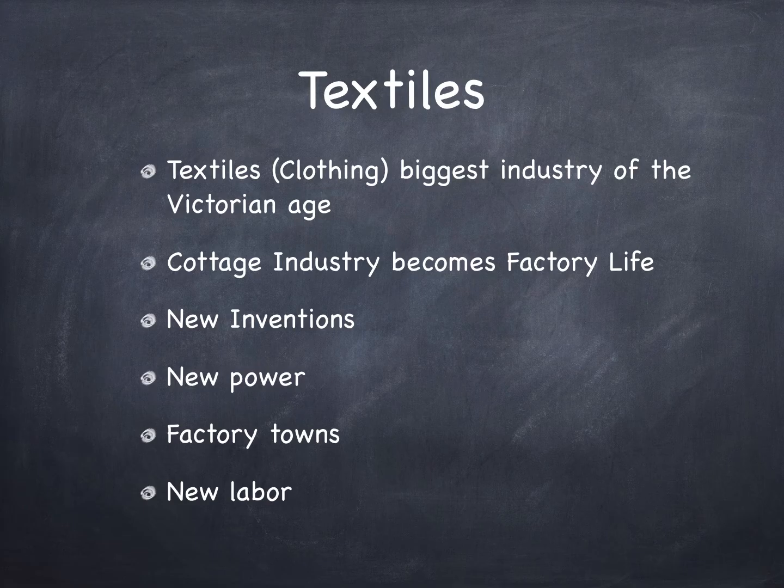Textiles. I'm sad to say that when I was your age, I thought textiles were actually like bathroom tiles. They are not. They are clothing. They are cloth. The biggest industry of the Victorian age was textiles, clothing. When you think of factories back then, they were clothing factories. Cottage industry ends. People turn to factory life because it makes clothing a whole lot cheaper.